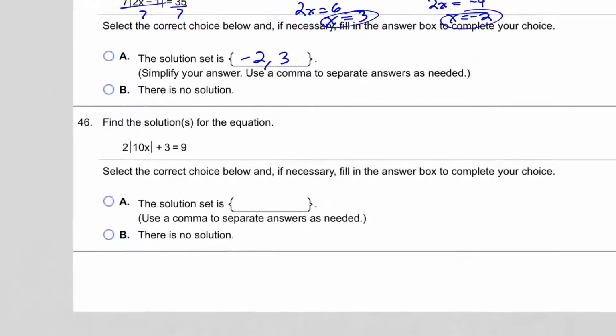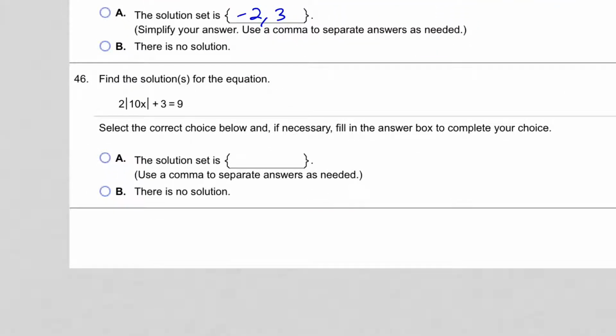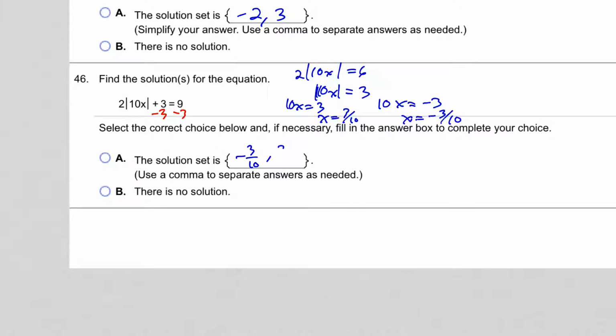Moving right along to number 46. Remember to isolate before you do anything here. So we're going to do 10x equals 3 and 10x equals negative 3. So x equals 3/10 and x equals negative 3/10. All right, and let's go to number 47.